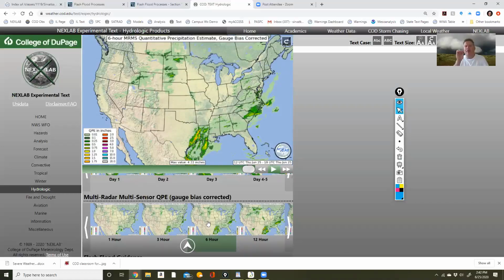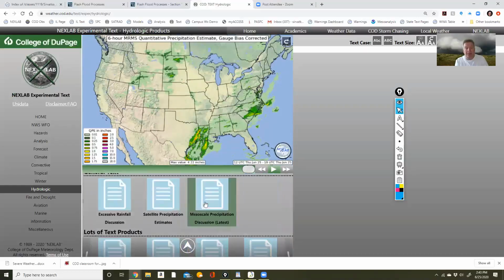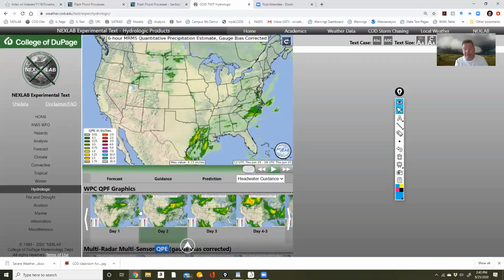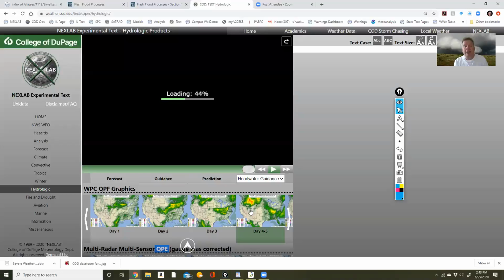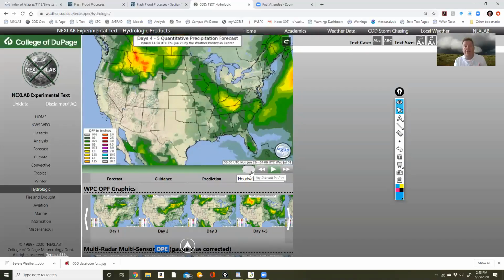Well, how do I know if it's going to happen? Well, instead of QPE, I'm going to look at this thing called QPF. QPE is quantitative precipitation estimate of what has happened. We use radar. QPF is quantitative precipitation forecast. What do we expect? This is coming from models. This one is from WPC, the Weather Prediction Center. So where are we expecting a pretty good amount of rain over the next 4 to 5 days? And the answer is up here in Montana.